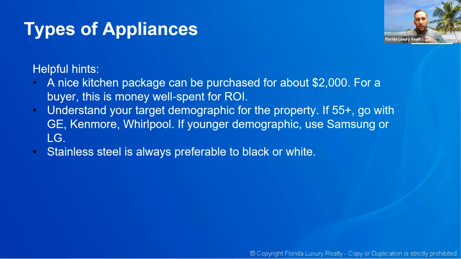Understand your target demographic. So if the property is 55 and up, then you'll want to go more with GE, Kenmore, Whirlpool. I don't know why I can't say that word today. If you're going for a type of home that would cater more to the younger demographic, a home that has a lot of integration built in, technology integration, home security systems and Nest systems and all that, those are going to be your buyers that are going to be more drawn to a Samsung or an LG, a brand that they're going to recognize outside of home appliances. So just keep that in mind. And then again, stainless steel is always preferable to black or white.